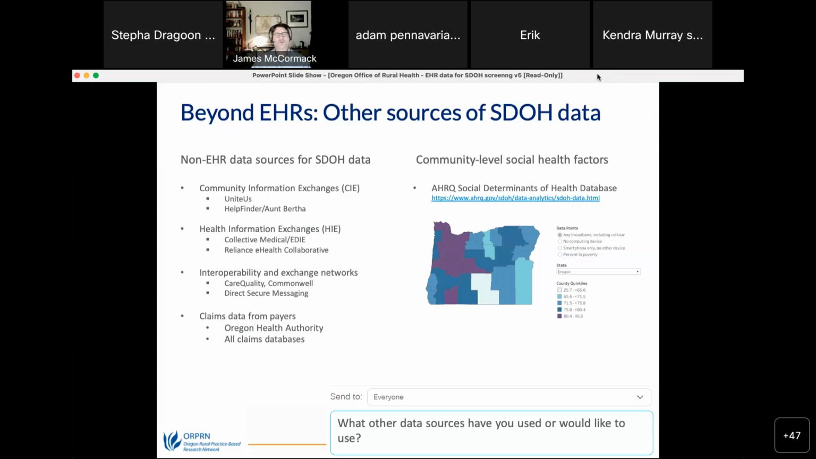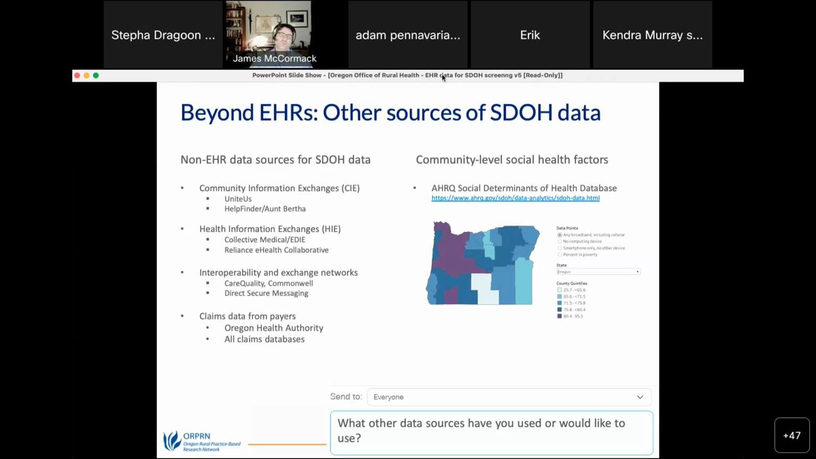Finally, another one that's super interesting to me is community level social health factors, which is knowing for a given zip code or a certain region code what the level of poverty might be. And ARC put together, and I think this was kind of a proof of concept, a national database, and there's the link there. Unfortunately, it doesn't have many domains associated. Now, they were assuming that access to broadband and computing could be a proxy for poverty. So I don't know, that's one way to use it.